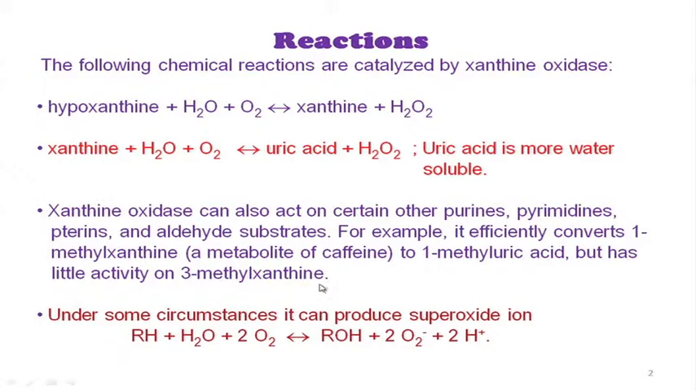So, we will be lucky enough that when we consume caffeine, we will not be producing the equivalent amount of methyl uric acid in our system, because this xanthine oxidase, which is much more active on xanthine, will be less active on methyl xanthine, and we will get less methyl uric acid in the system.